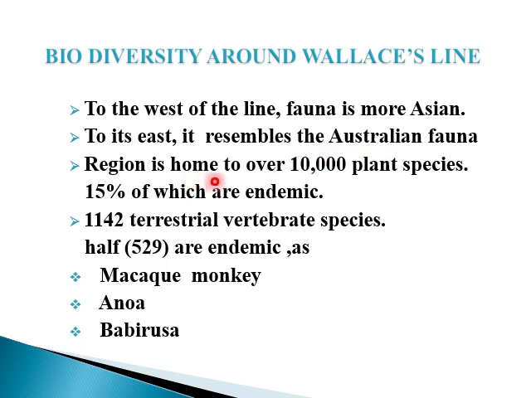The region is home to about 10,000 different plant species, about 15% of which are endemic. 1,142 different vertebrate species are present in terrestrial regions, of which about half, 529, are endemic to these areas, including monkeys, anoa, babirusa.